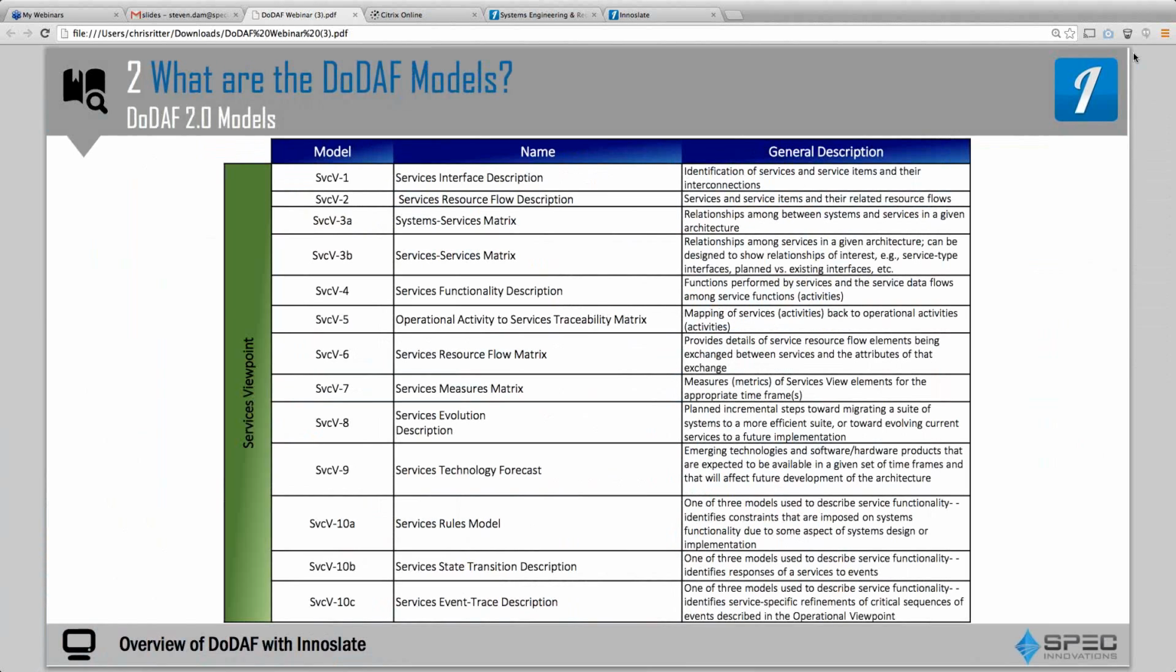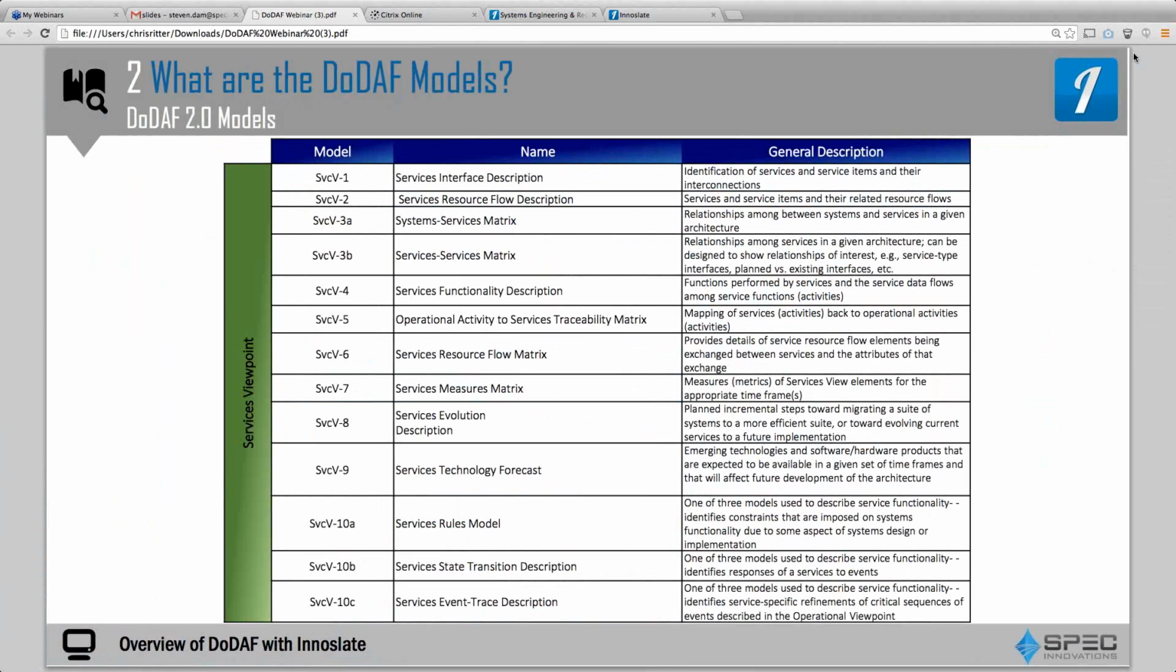The number 6 is the services resource flow matrix. This is now very similar to the OV3. So you take a look at the same kind of things, and again, remember that overlap in the OV3 is also here in the Services View 6. That's actually then overlapping between the Services View 1 and 2 and also the Services View 4. So make sure you keep those together as you're developing them.